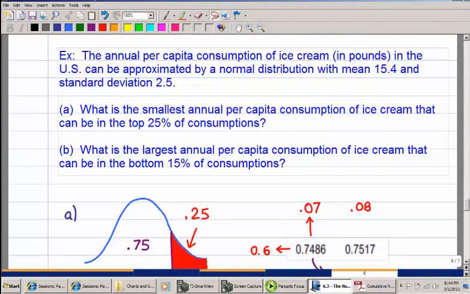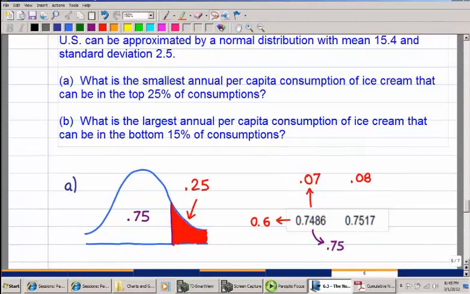Let's move down to the next example. The annual per capita consumption of ice cream in pounds in the U.S. can be approximated by a normal distribution with mean 15.4 and standard deviation of 2.5. What is the smallest annual per capita consumption of ice cream that can be in the top 25% of all consumptions? And part B says, what is the largest annual per capita consumption of ice cream that can be in the bottom 15% of consumptions?